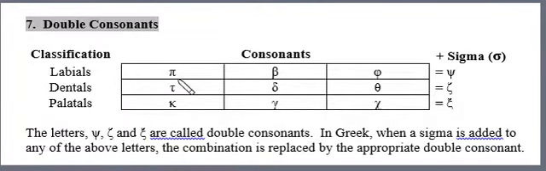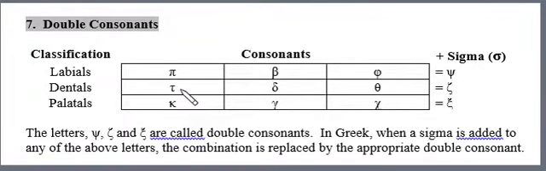So labials are simply, and again, don't memorize this, but labials are letters like p, b, and f. And if you just make those letters with your mouth and pay attention, you realize you have to use your lips, your labials, to form those letters, p, b, and f. So whenever a labial consonant, a pi, a beta, or a phi, has a sigma attached to it, they form the psi.